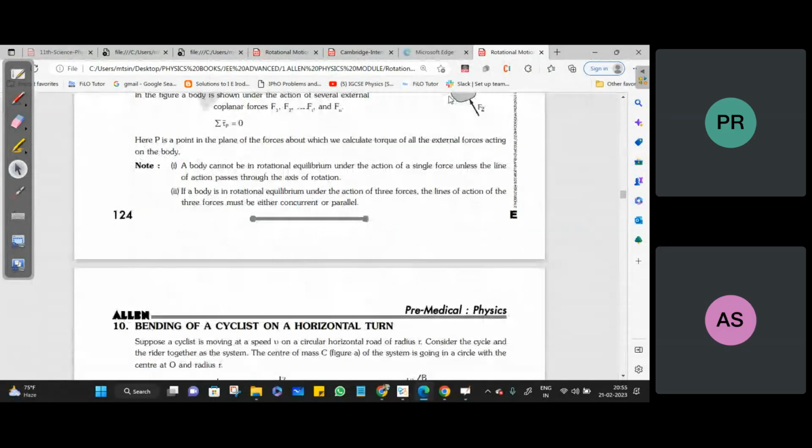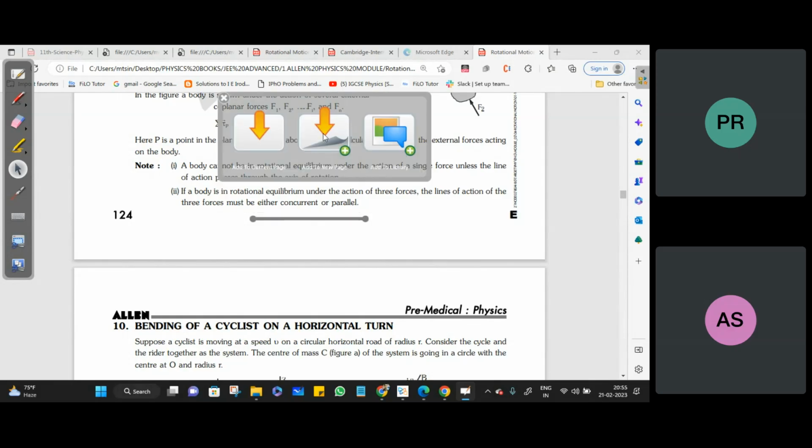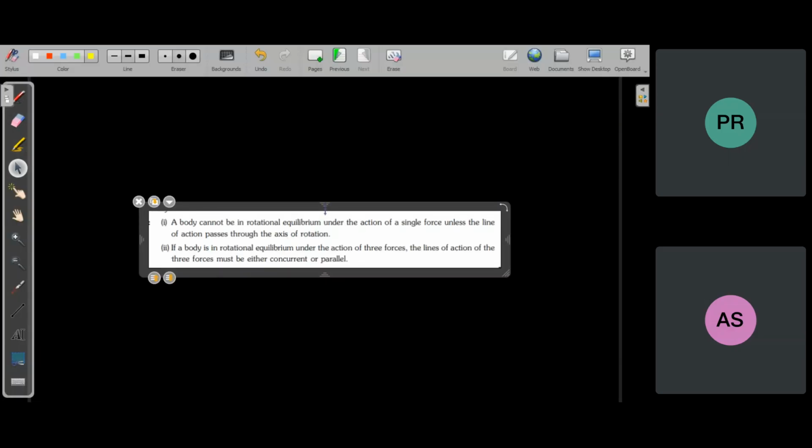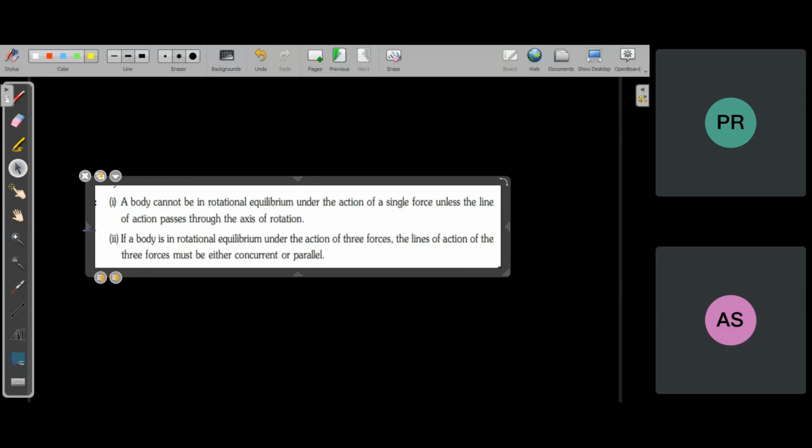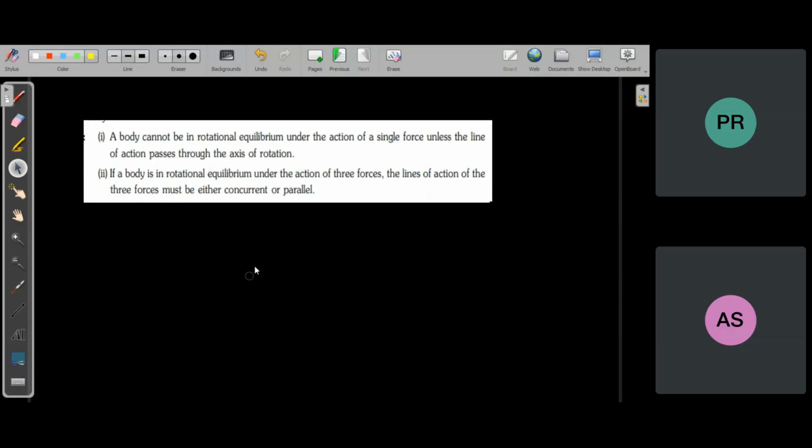Here you have to understand that a body cannot be in rotational equilibrium under the action of a single force whose line of action is not passing through the axis of rotation. If there is a single force, its line of action must pass through the axis of rotation. Then only it will be in equilibrium. Otherwise, if the line of action of the force is not passing through the axis of rotation, then the body will rotate.